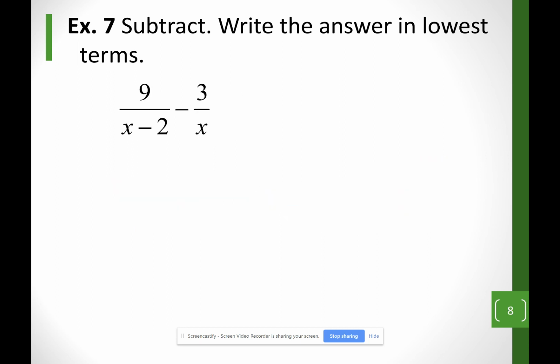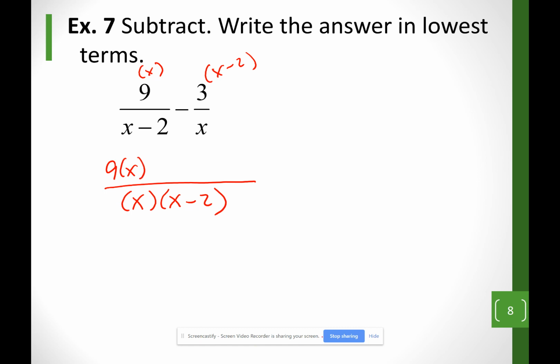Looking at here, my least common denominator will be an x and an x minus 2. Notice I'm including both factors. Now, from those two factors on my first fraction, it seems like I'm missing the x. That's the factor that I'm missing. From the two factors that I need on the second fraction, I'm missing the x minus 2. So let me rewrite this as 9 times x minus 3 times x minus 2. Notice how I call that negative 3.